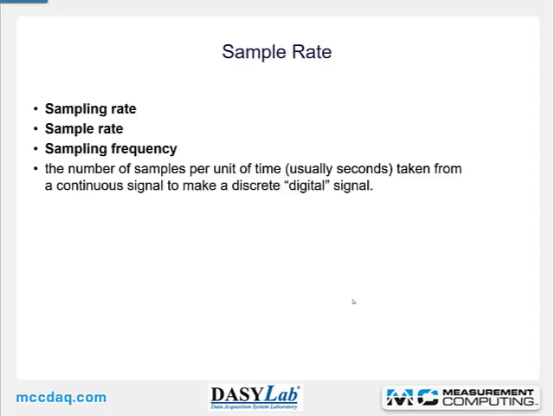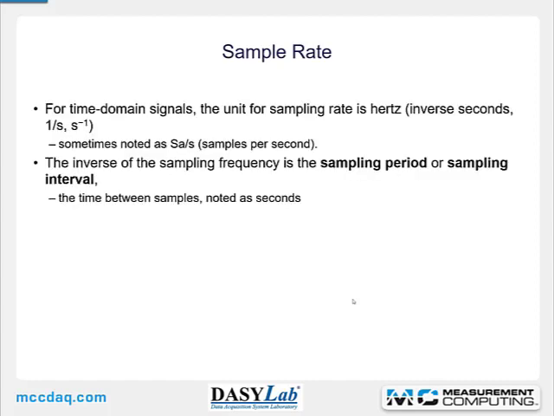Sample rate and sampling frequency are interchangeable terms. It's the number of samples per unit of time. With most data acquisition, we're usually talking seconds, or fractions of seconds. The unit for sampling rate in the time domain is hertz, which is inverse seconds, 1 over seconds. It's sometimes noted as samples per second to distinguish it from the frequency of your acquired signal.